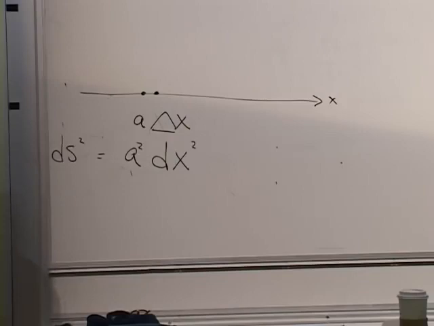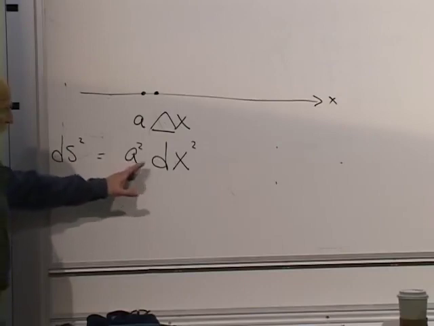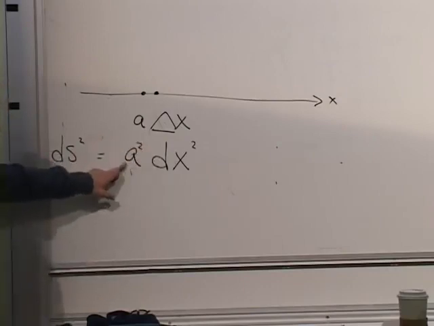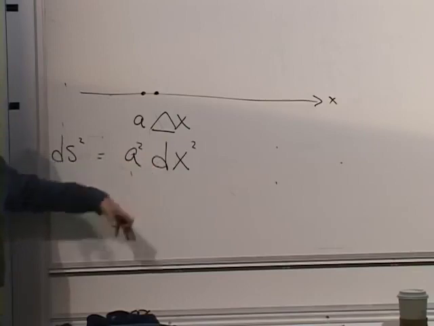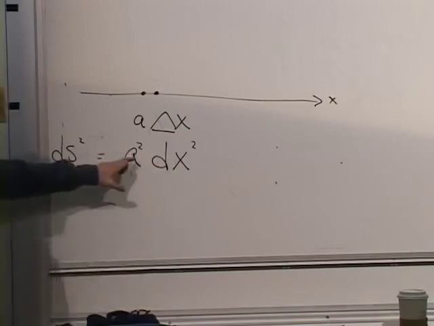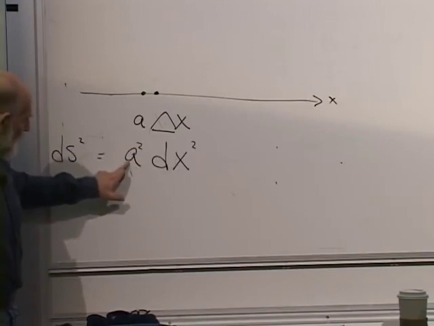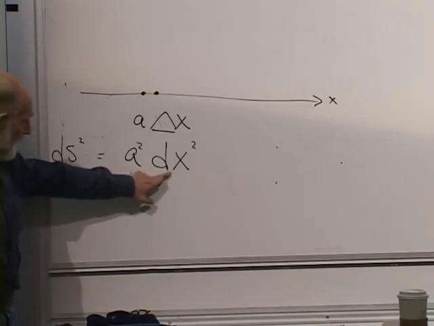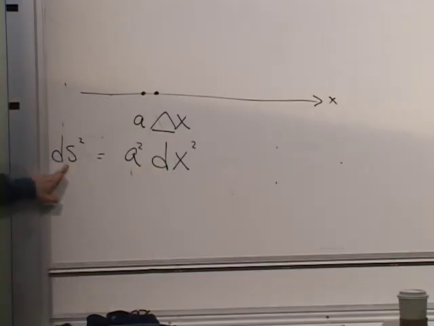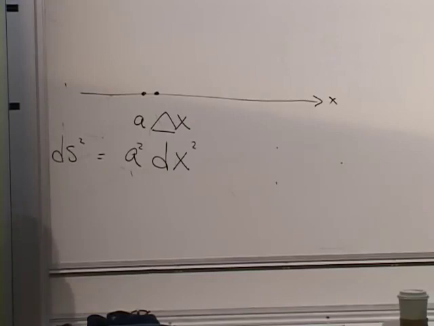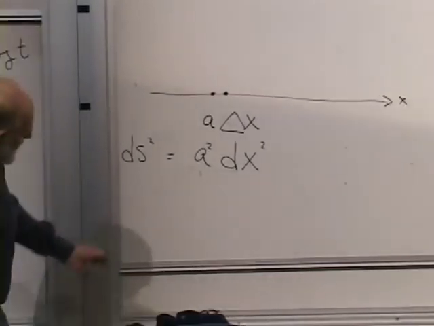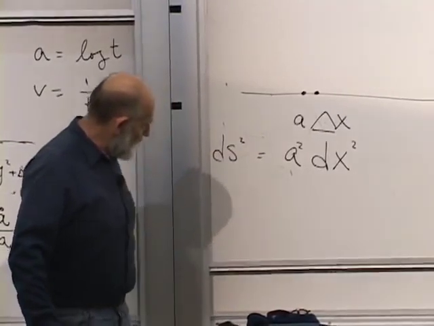Well, that tells us something about the metric. The metric is just the definition of the metric. For a one-dimensional space, this is a very simple case, the metric is just a squared. It's the thing that multiplies dx squared to find the distance squared. S here stands for spatial distance, ds squared. There's a squared dx squared.